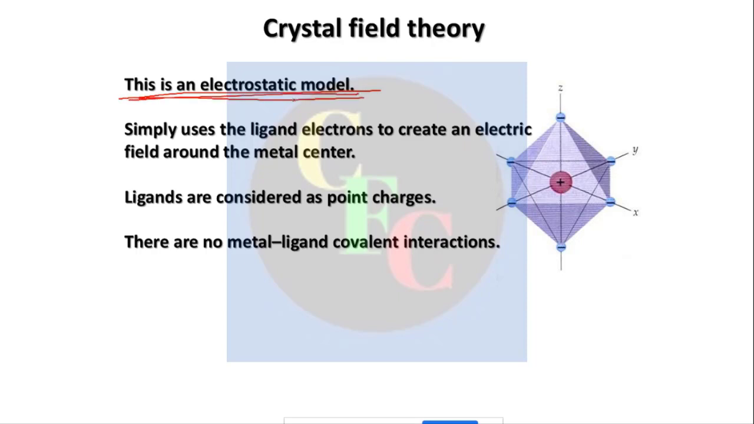What does electrostatic model mean? That means it just considers the electrostatic attraction between positive charge and negative charge, right, and nothing else. So it simply uses ligand electrons to create an electric field around the metal center.